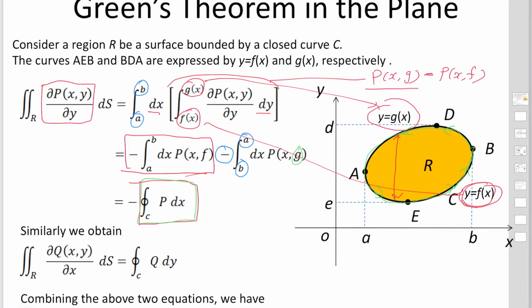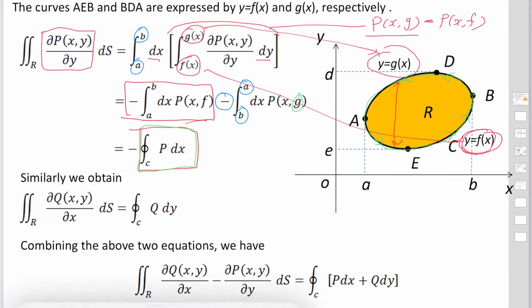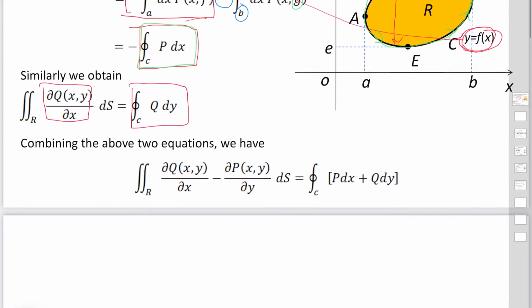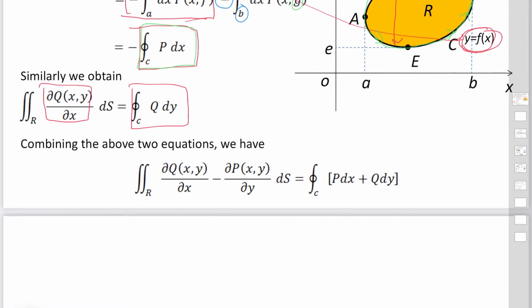And similarly, if you consider the integral of ∂Q/∂x, you can express it as the integral of Q dy. So from these equations, you can express ∂Q/∂x minus ∂P/∂y as the integral of P dx plus Q dy. We call this Green's theorem in the plane.